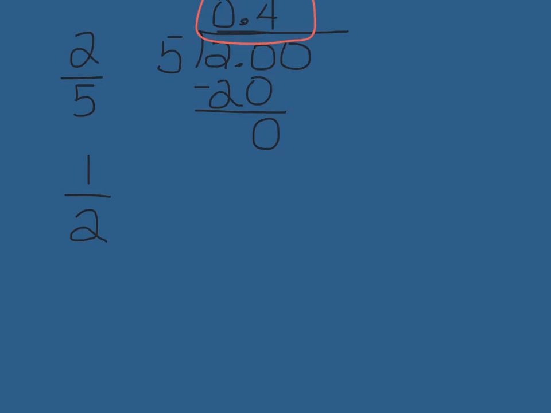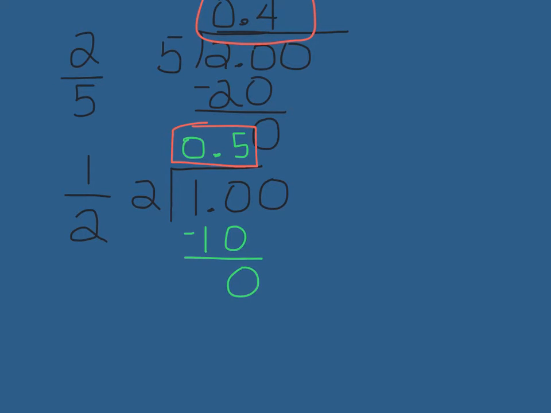Okay, our first step is to divide the numerator by the denominator. So 1 divided by 2. I'm going to put my decimal point and a couple zeros to start off with. So 2 didn't go into 1. Bring my decimal point straight up. So now I have 2 goes into 10. 2 goes in there 5 times. 2 times 5 is 10. Subtract, and I have 0. So 1/2 equals 0.5.